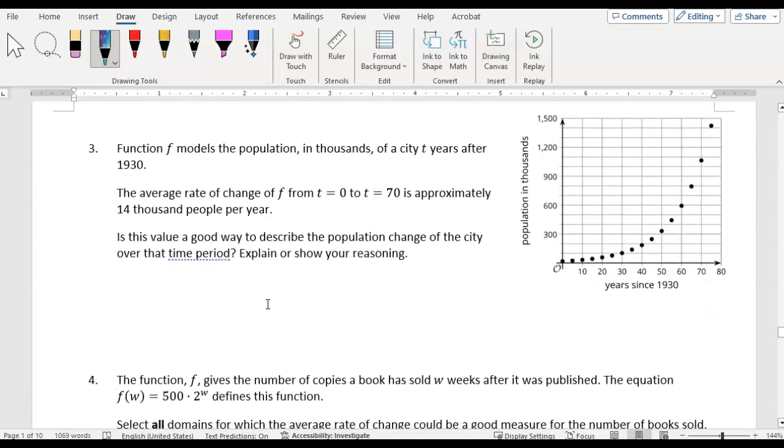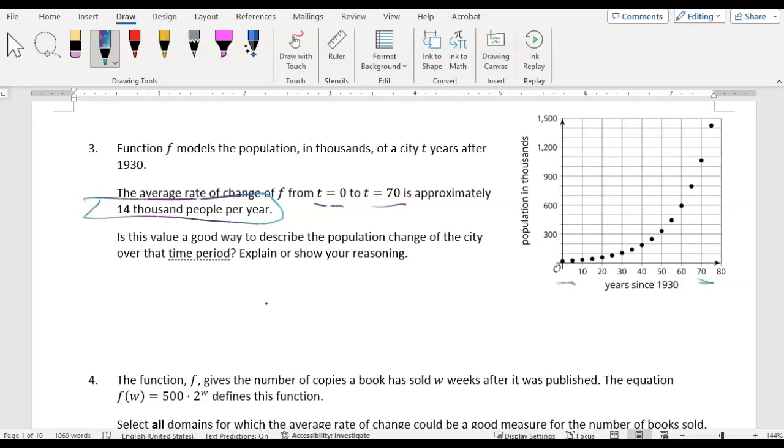All right, number 3, function f models the population in thousands of a city t years after 1930. The average rate of change from 0 to 70 is approximately 14,000 people per year. So if we look at these years from 1930 to 2000, the change, if we were to calculate that average, would be 14,000 people per year. It says, is this value a good way to describe the population change of the city over that time period?